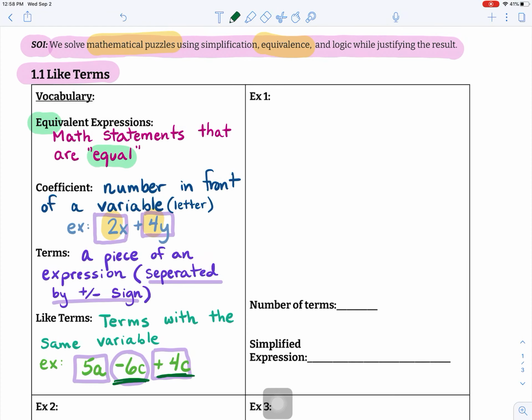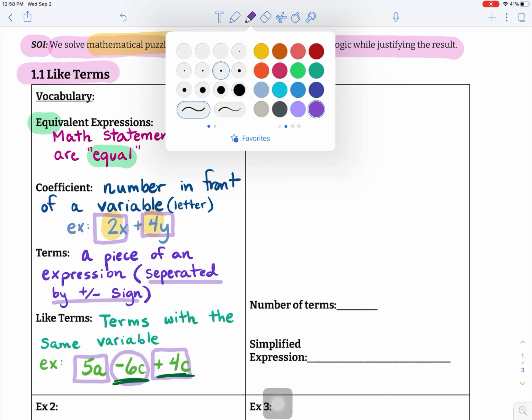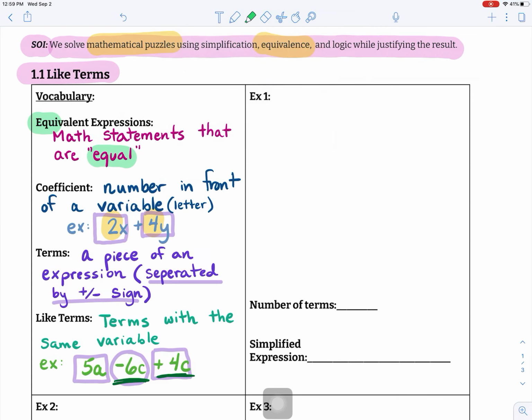Okay, so we're back for day 2 of these 1.1 notes on like terms. Again, if you are following along using paper and you are not using this specific note sheet, no big deal. You're going to be writing the examples just like everyone else is. So yesterday we talked about what an equivalent expression is, what a coefficient is, what a term is, and what like terms are. So today what we're going to be talking about is what it means to simplify some expressions to make equivalent expressions. So let's go ahead and just get started and write down our first example.